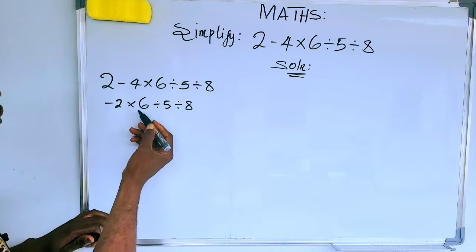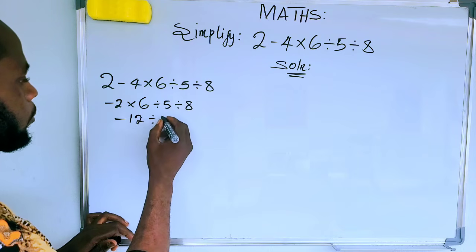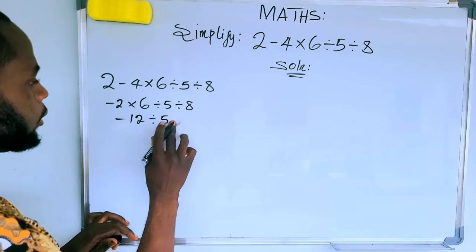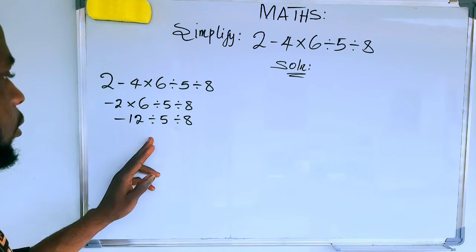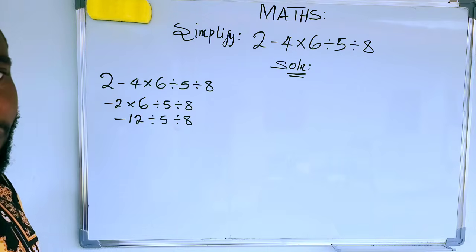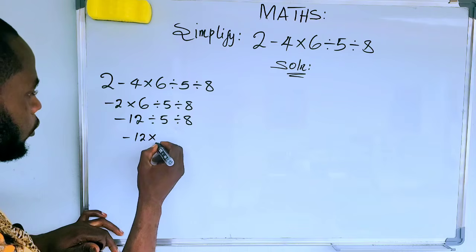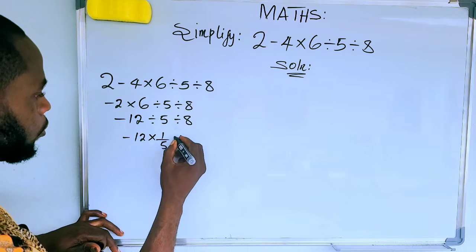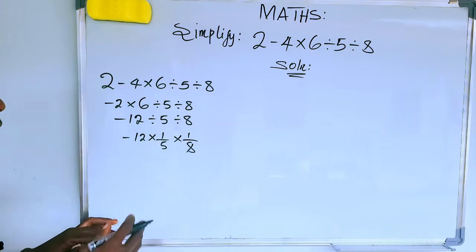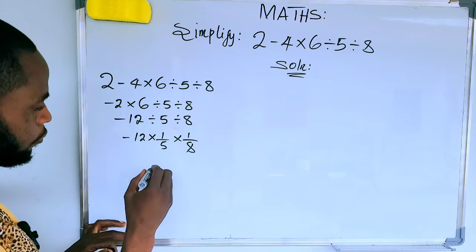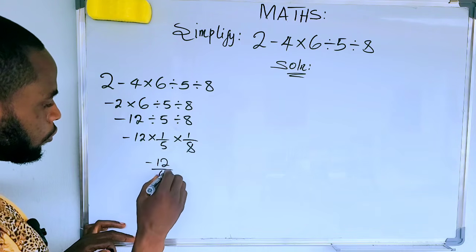Then again, we have minus 2 multiplied by 6, that will give minus 12 divided by 5 divided by 8. At this point, apply KCF here. Then we're going to have minus 12 multiplied by 1 over 5 multiplied by 1 over 8. If you simplify this out, you are going to have minus 12 divided by 5 times 8, that gives 40.